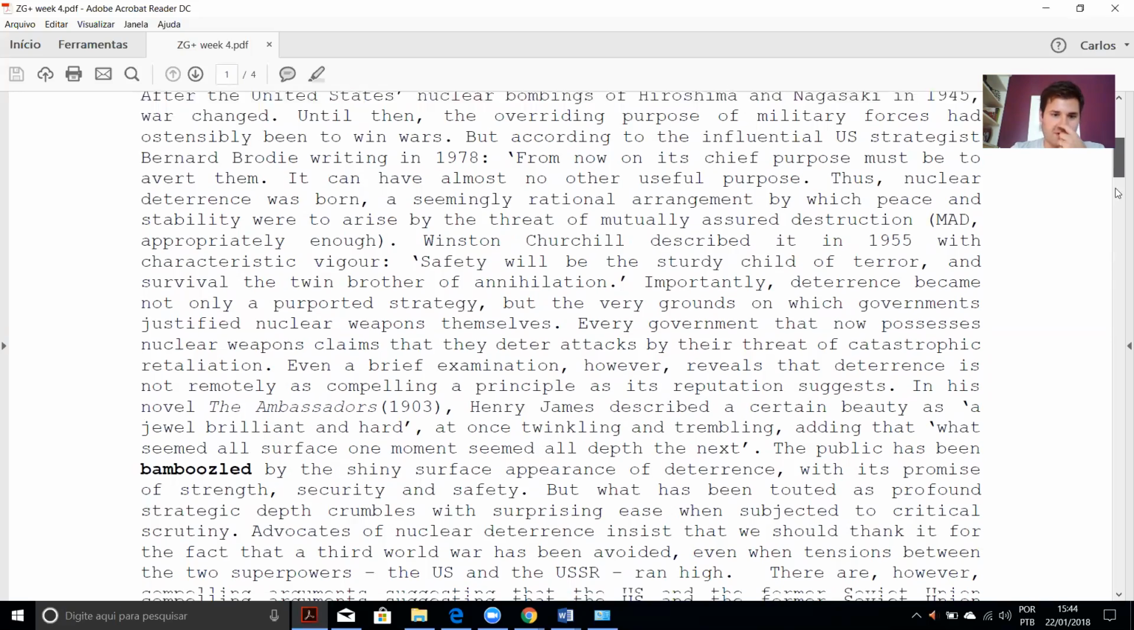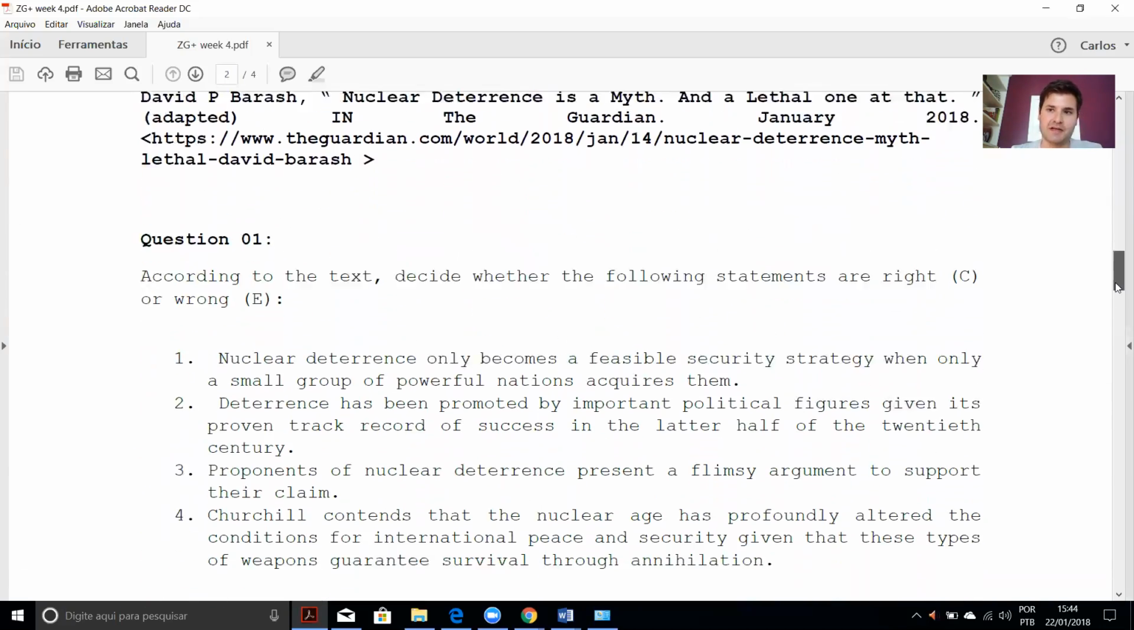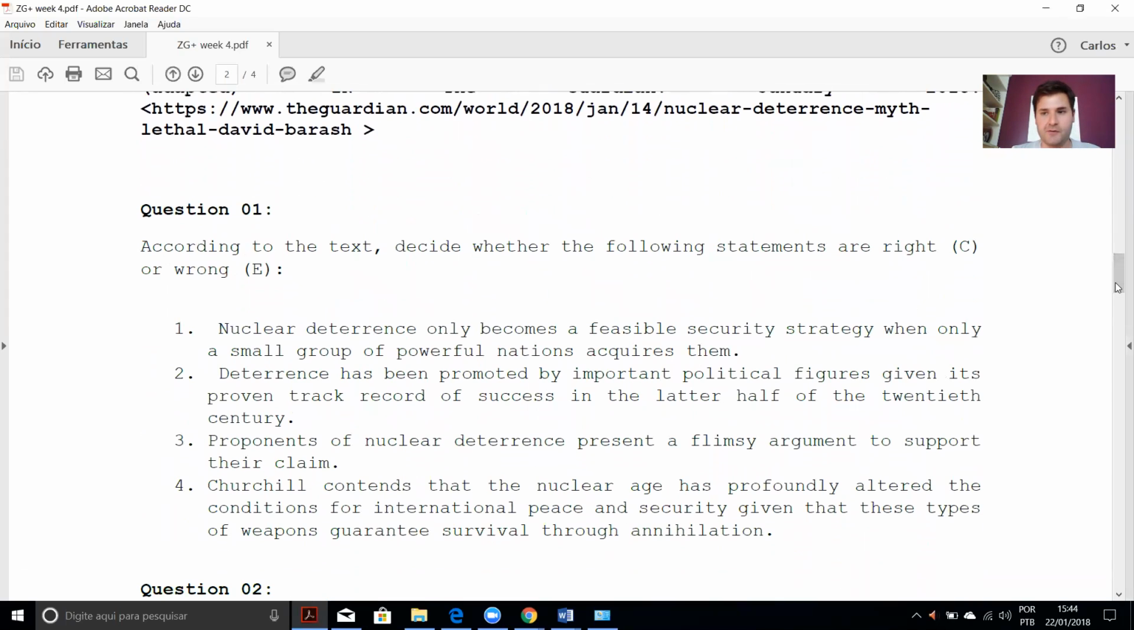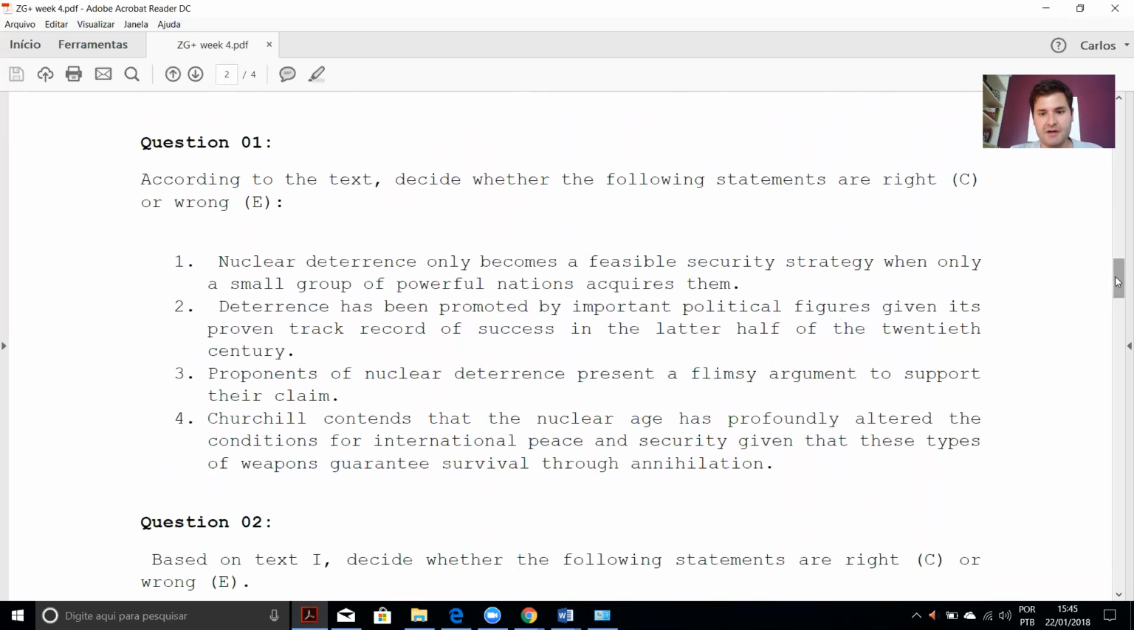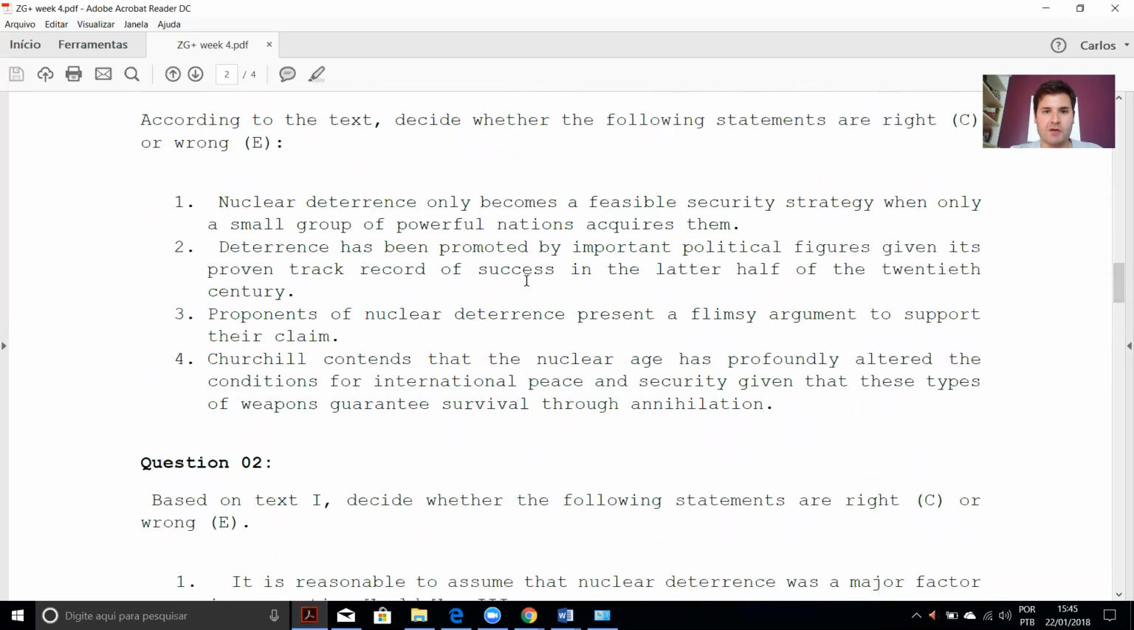If this were true, it would mean your survival depended on annihilation, which is a complete oxymoron. Okay, how can survival depend on annihilation? In this case, I mean through annihilation. Okay. So recapping question number 1. 1 is incorrect. 2 is incorrect. 3 correct. And 4 incorrect.